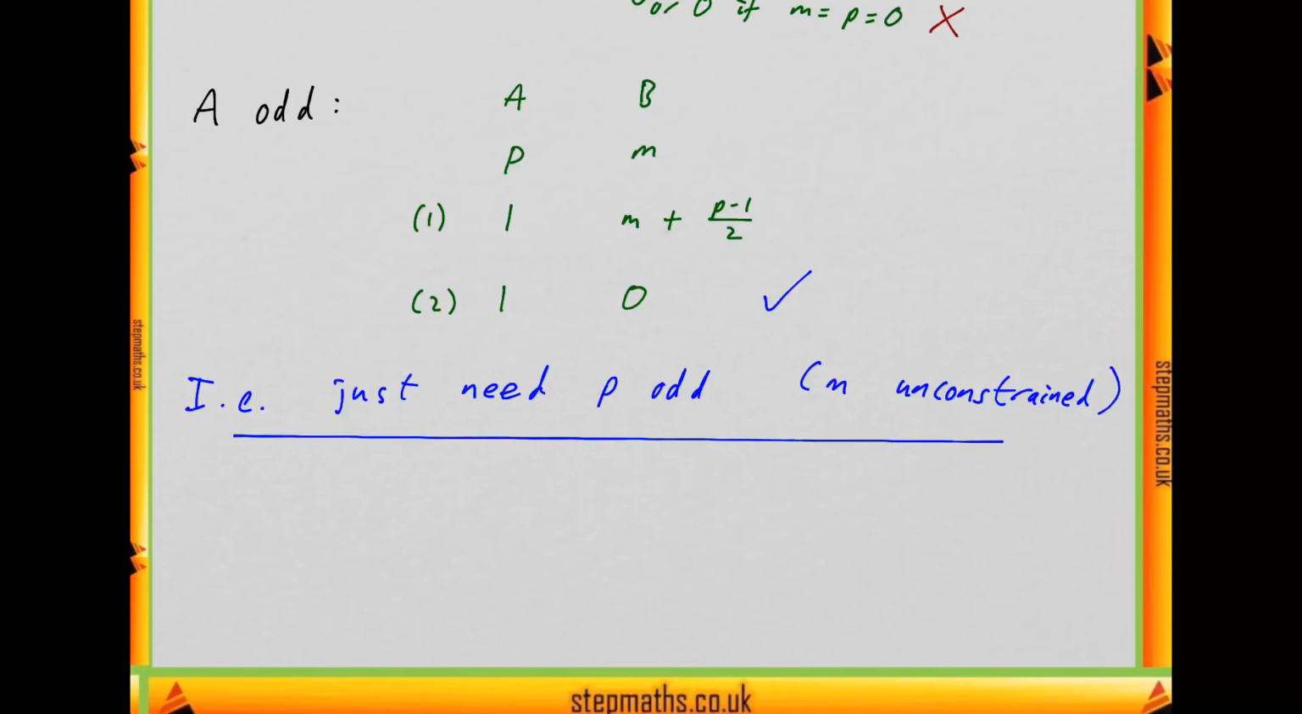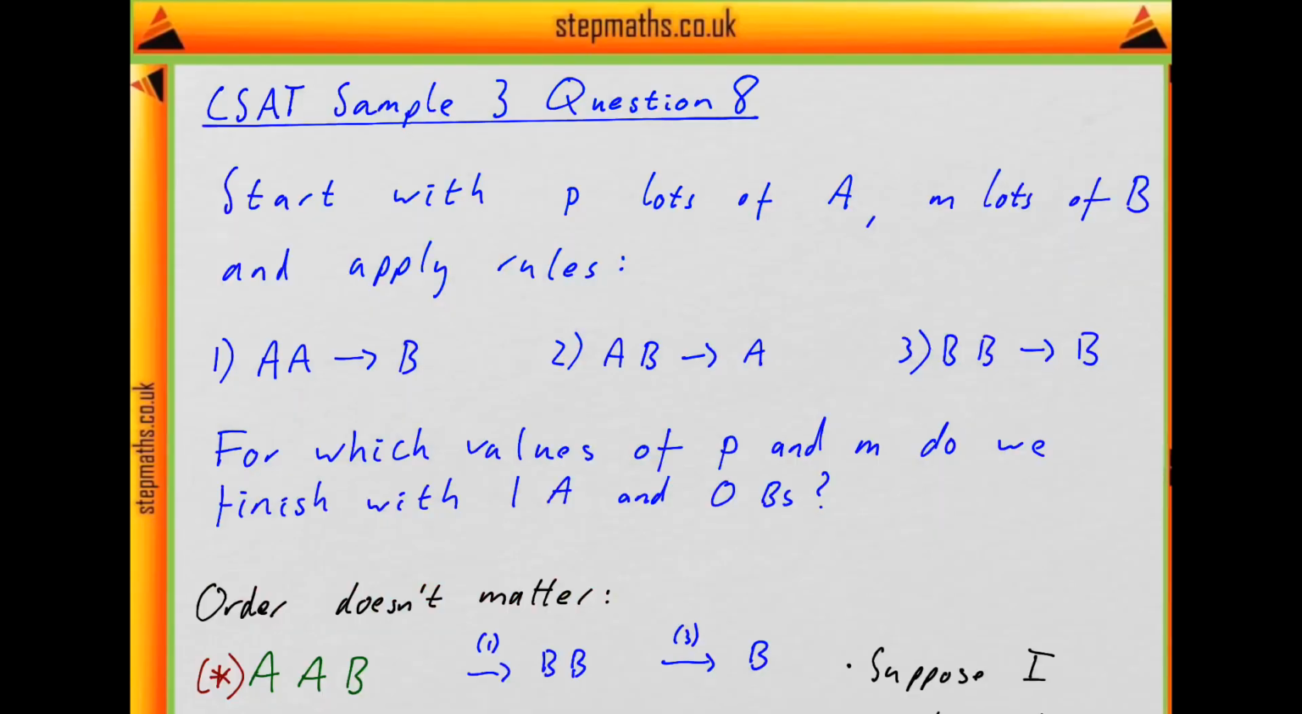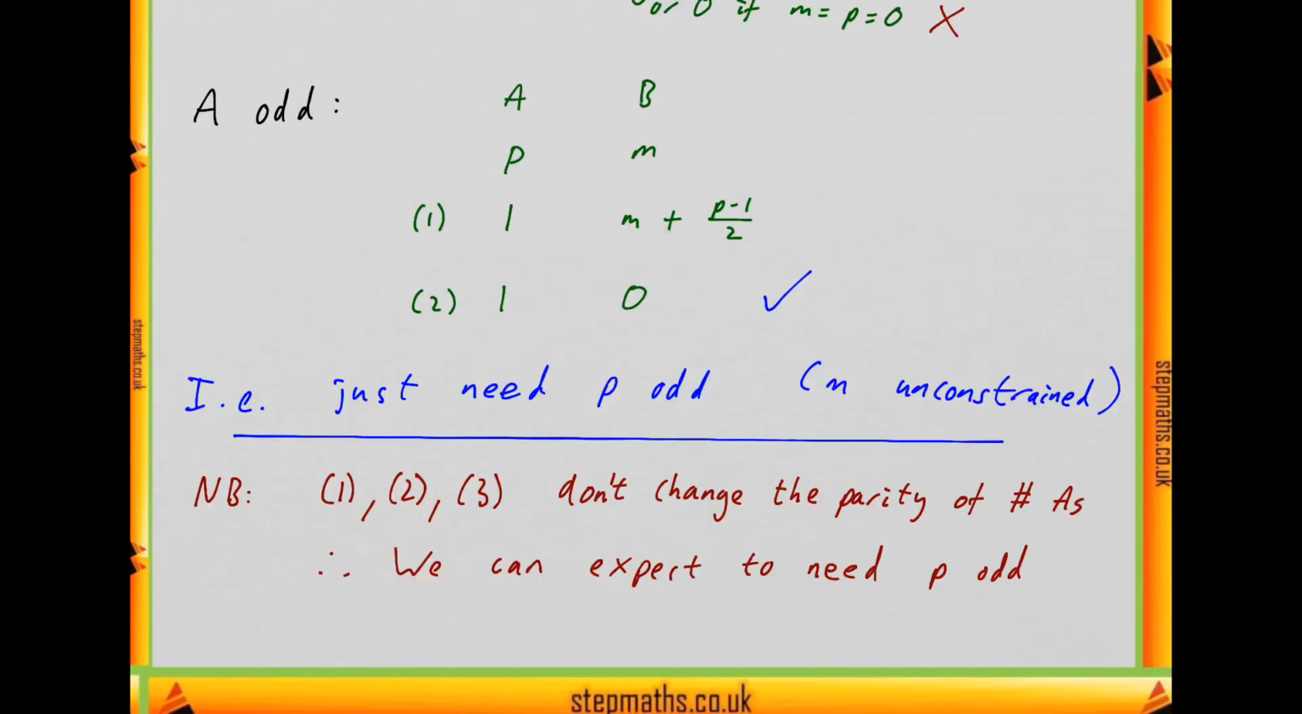So one thing to note here is, we could have seen this at the beginning just by looking at the rules. All of the rules don't change what is called the parity of the number of a's. Well, parity means oddness or evenness. So if we go back and look at the rules, this reduces the number by 2. So if the number of a's is odd, it stays odd. If it's even, it stays even. And these two don't change the number of a's at all. So if it's odd, it stays odd. If it's even, it stays even. And then because we want the number of a's to go to 1, that means that we expect to need p to be odd. If it's even, it can't go to an odd number like 1. But if it's odd, it can go to an odd number like 1. And then we just have to recognise that 2 and 3 allow us to get rid of all the b's, so it's only the value of p that matters.